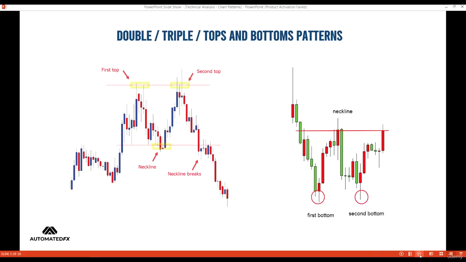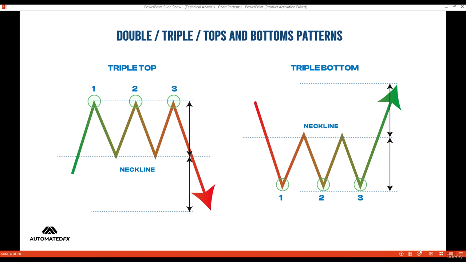Let's go to the next, which is the triple top and triple bottoms. The triple top is basically the market going up, coming down, going up, coming down, going up the third time. So it has made three tops. That's an example of a triple top. Then when it breaks the neck region, we predict that the market will go down to at least approximately the size of the neckline to the top of the triple top. The same thing with the triple bottom.